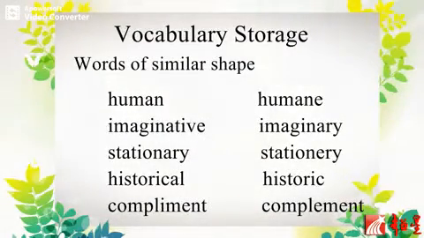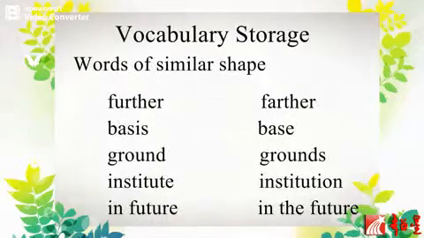Now the second, words of a similar shape. You can do that. For example, human and humane. Imaginative, imaginary. All right? Stationary and stationery. Historical, historic. Complement and compliment. Father and farther. Basis and base. Ground and grounds. Institute and institution. Is that right? Each word, they differ in only one letter. However, the two words have two different meanings. So this is also a very important way to remember words. All right? This is the second way.